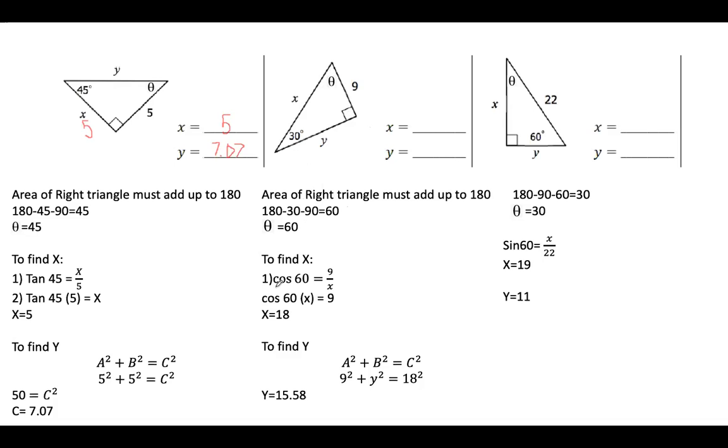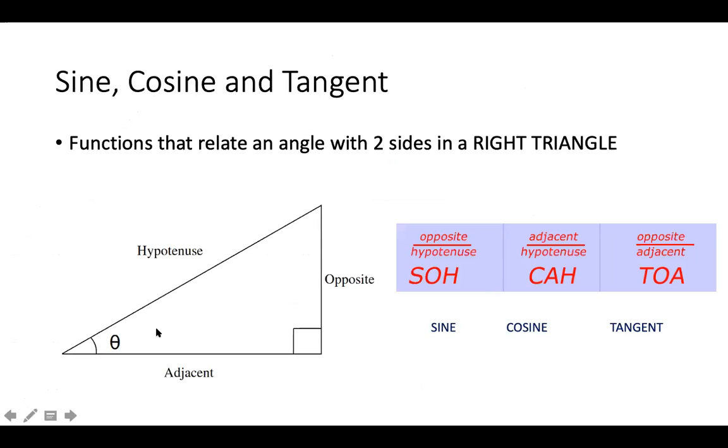Then to find x, I'm going to use cosine this time. So I'm going to refer to theta right here, which is 60 degrees. I'm going to use this angle measurement to figure out what sides x and y are. In this case, let's do x. For cosine, remember the mnemonic is CAH. So if we refer back to this page, for cosine, the mnemonic is adjacent over hypotenuse.